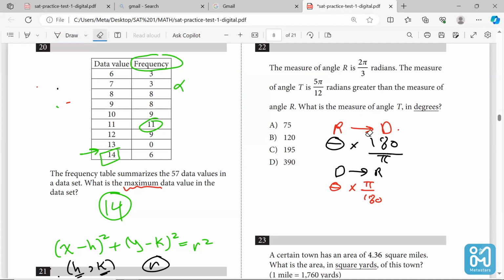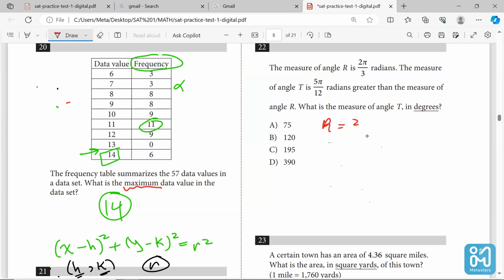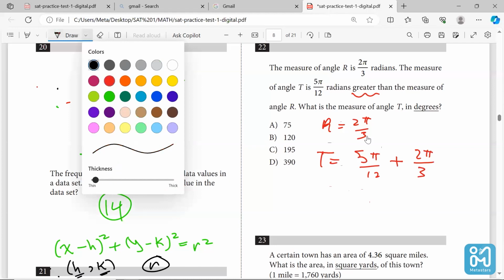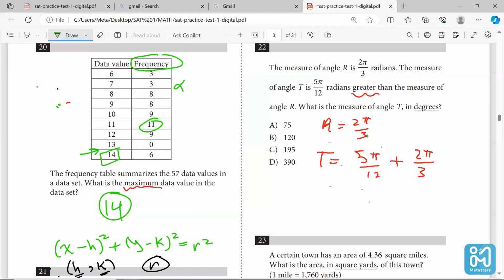Now, I have angle R, and angle R equals 2 pi over 3, in radian. The measure of angle T is 5 pi over 12 radian greater than the measure of angle R. Angle R I already have, it's 2 pi over 3, and I need it in degrees. Before we start, let's convert everything from radian to degree. I'm going to multiply this by 180 over pi, and convert this one to degree too: 5 pi over 12 times 180 over pi.